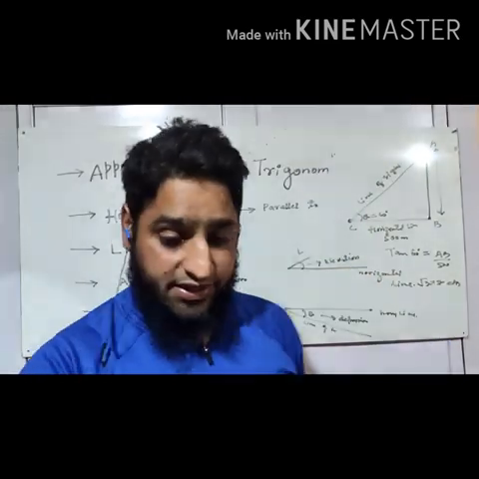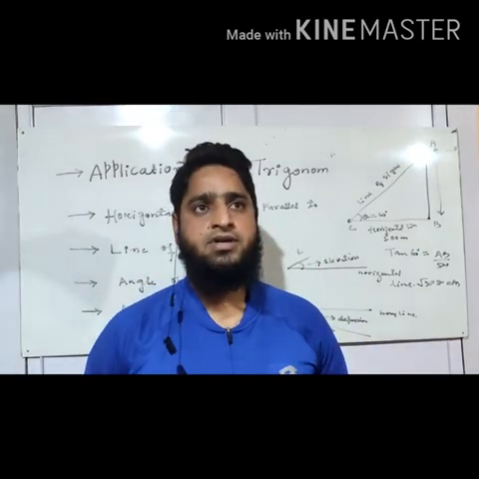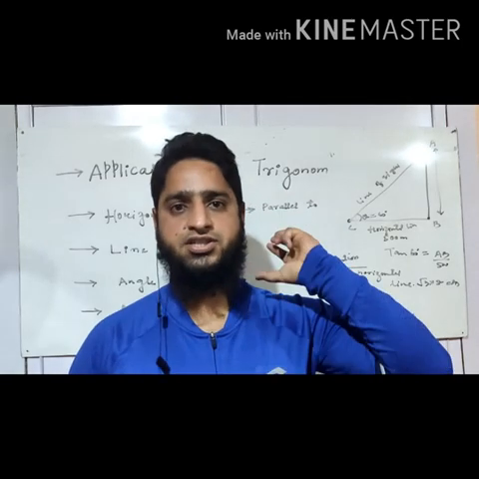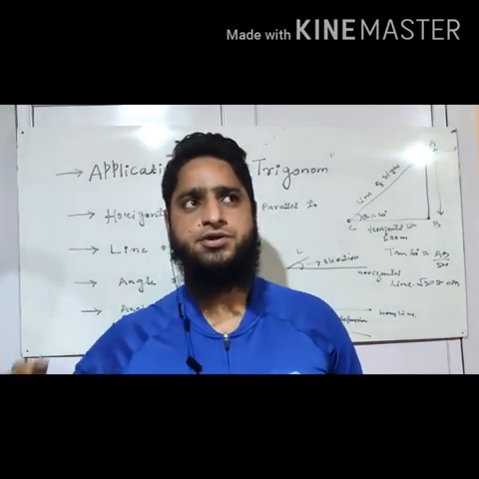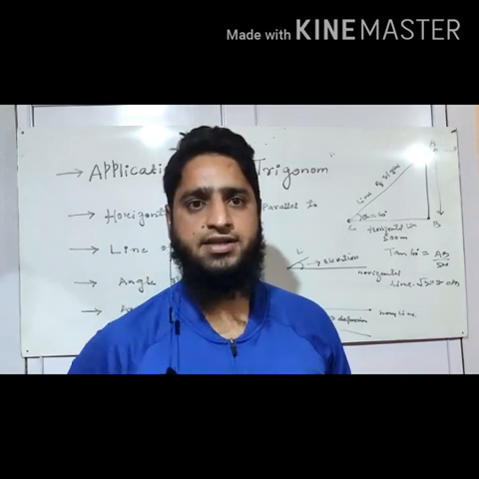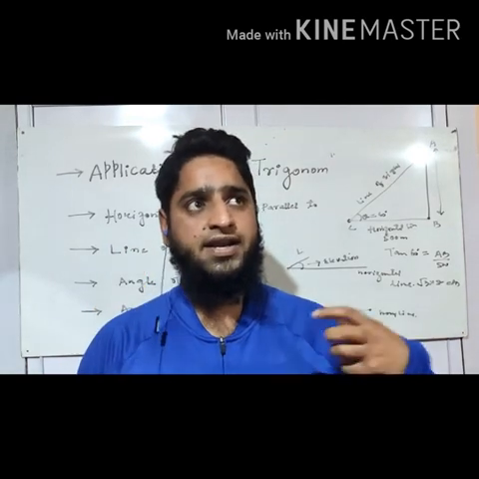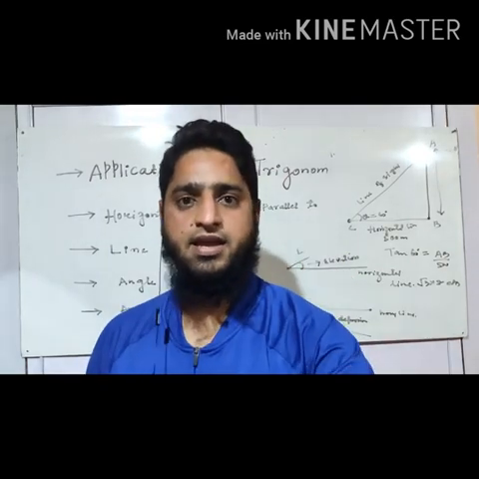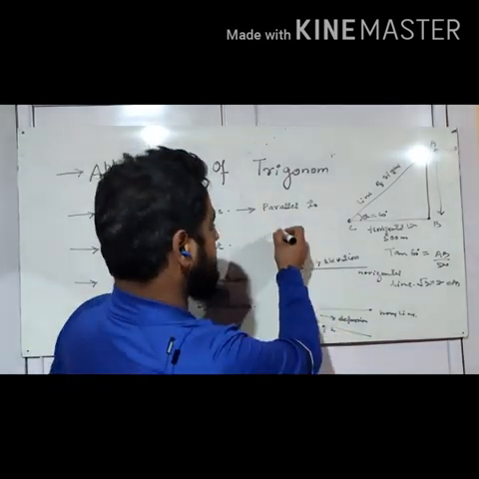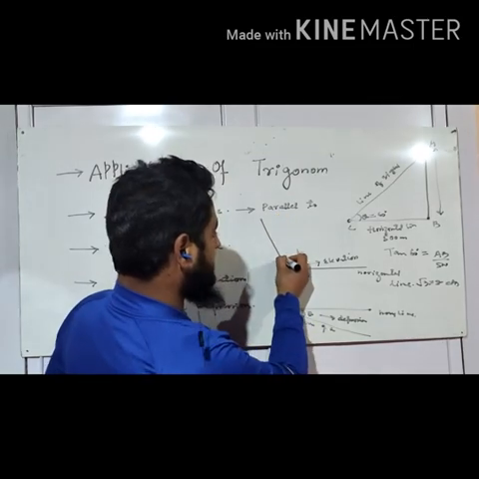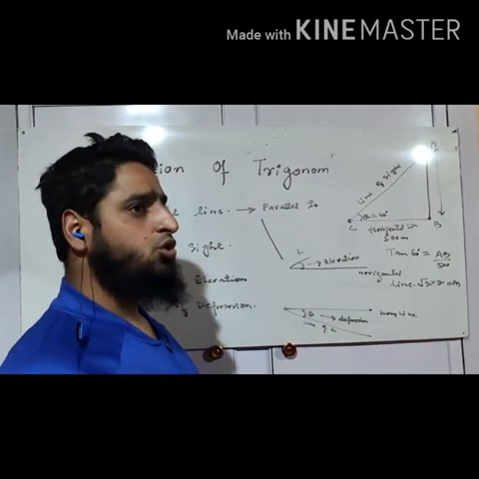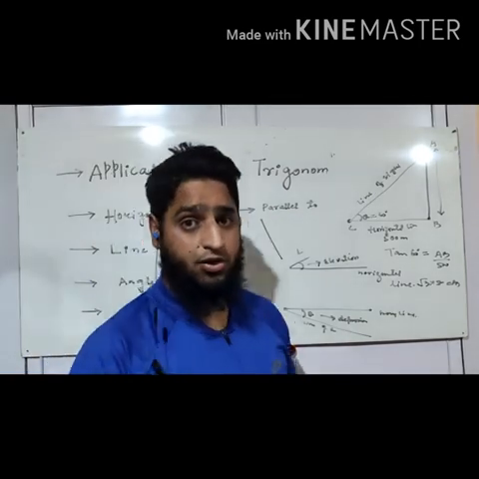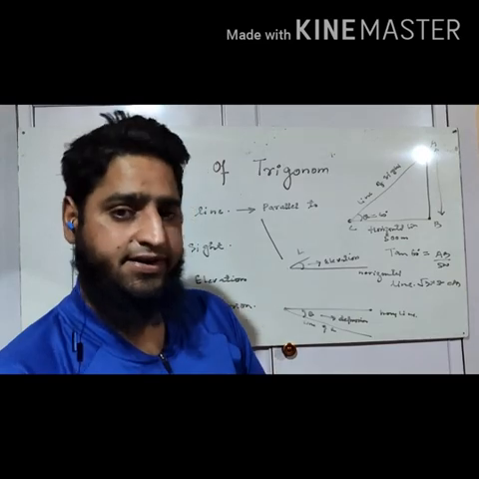Now I showed, but one important thing I have to tell before concluding the brief introduction to this chapter. Whatever height we want to find, it must be perpendicular with the ground. For example, this is the building, or this is any tower, but it is not perpendicular. You can't use trigonometry here. It must be perpendicular, and then we can find any height.